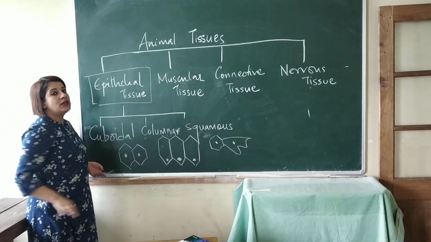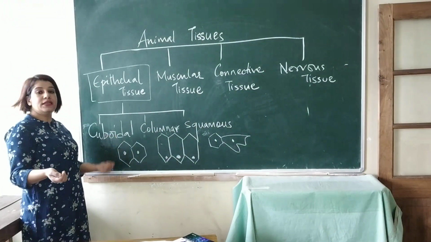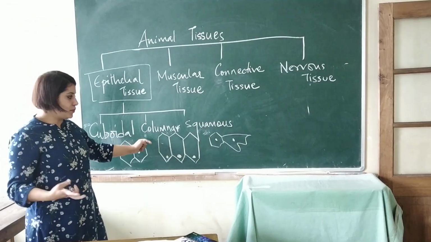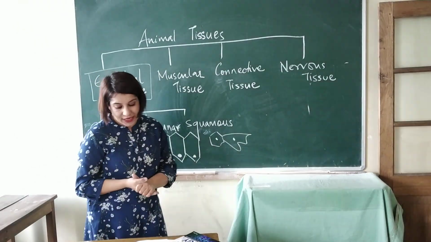So in general, the function of the epithelial tissue is number 1, secretion, number 2, absorption, and number 3, protection.